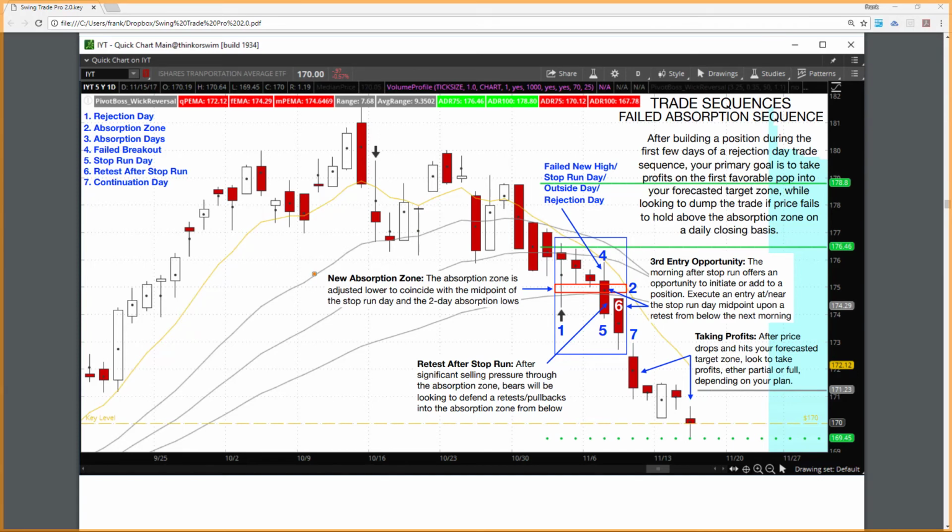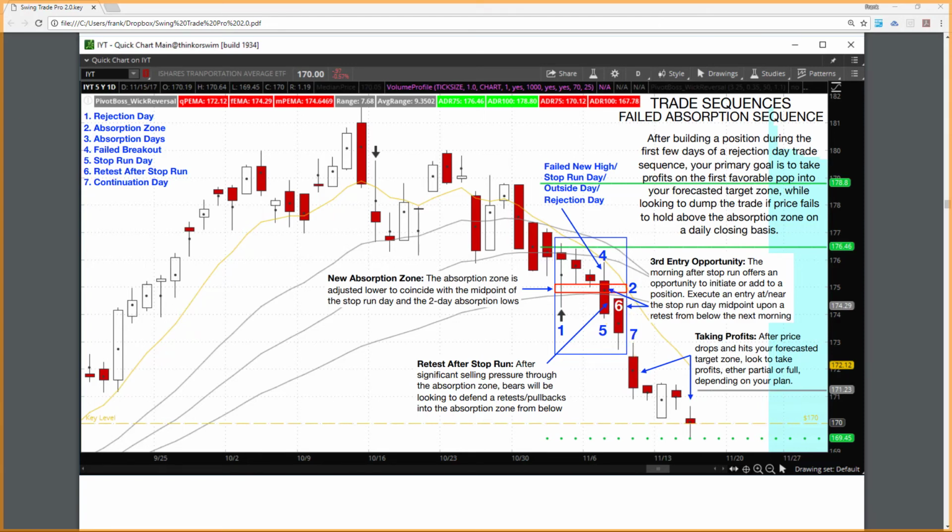Now, keep in mind, the new absorption zone develops after a stop run has occurred. So the absorption zone is adjusted lower to coincide with the midpoint of the stop run day and the 2-day absorption lows. Whereas before, the absorption zone was around the midpoint like this, after this thing rejected and broke down, the new absorption zone is this midpoint and these two lows. And so now you have an adjusted and new absorption zone. That's the zone where, if price pulls back, you can engage for a continuation. Price needs to stay on a closing basis below that level, otherwise a failure occurs.